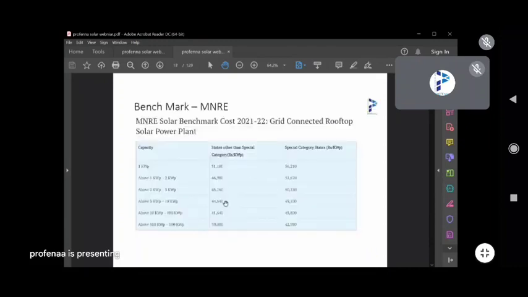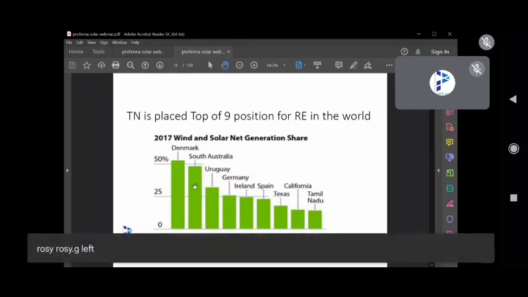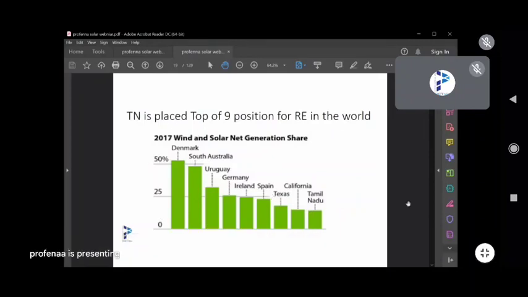This is the target. What is the rate for a 1 kilowatt system? 50,000 rupees. This is the benchmark given by MNRE. So for every system they are giving you a rate per kilowatt. For example, above 100 kilowatt to 500 kilowatt, the rate is only 39,000 per kilowatt. See, Tamil Nadu is in 9th position in renewable energy. Compared to other countries, I am only talking about Tamil Nadu.